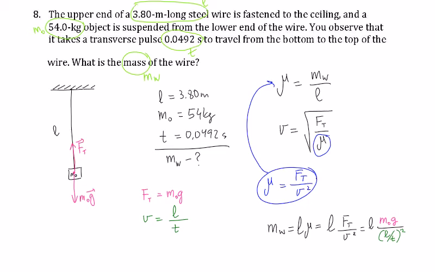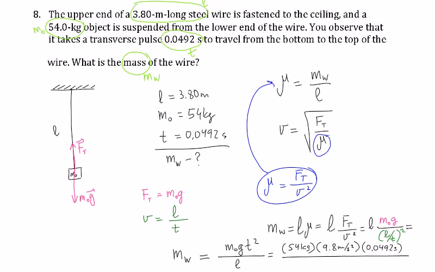Okay, now from here I can plug in the numbers and find the value. Let's simplify first. So simplifying, that will give me mass of the object times g times t squared over just the L, so mass of the wire. Now let's plug in the numbers. 54 kilograms for mass of the object times 9.8 meters per second squared times 0.0492 seconds squared divided by 3.80 meters.